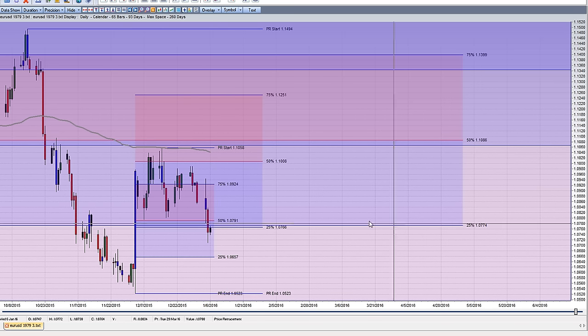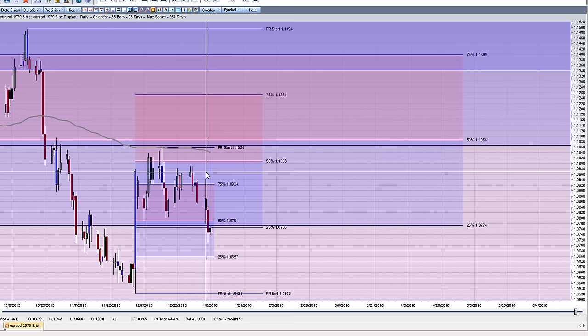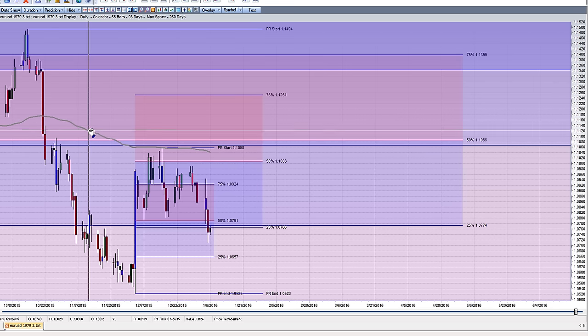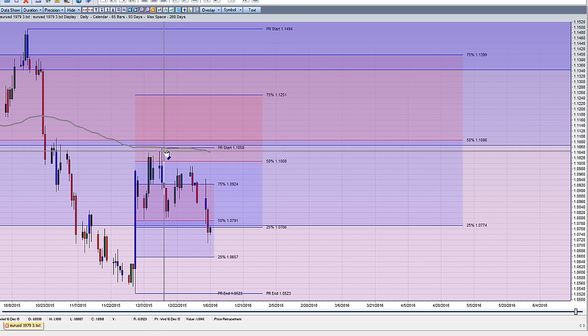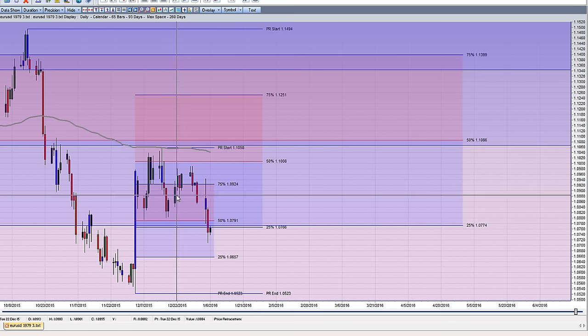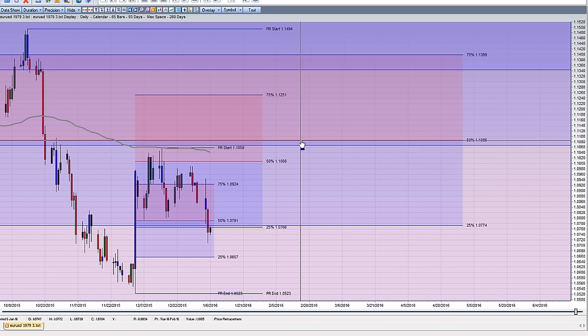So that's where we at, and that's how I do my levels. Really simple, really easy. This is the 100 simple moving average. Just kind of a line in the sand, so you can see that it found resistance right there. And I think there's a 50% level up here, which is at 0.86, but I never got up there.